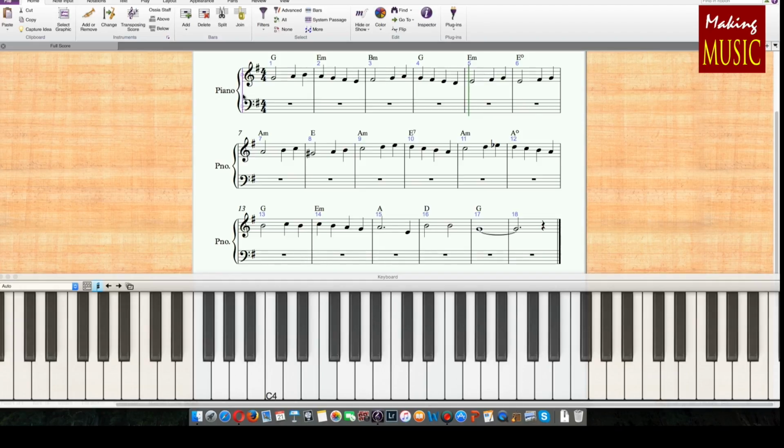But the C major scale is this: C, D, E, F, G, A, B, and C again. All of them are on the white keys of the keyboard. And in the next class, we are going to talk about the notes. Don't worry about this right now. We'll come back to this later.